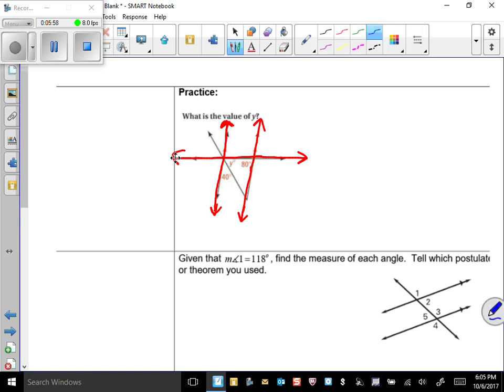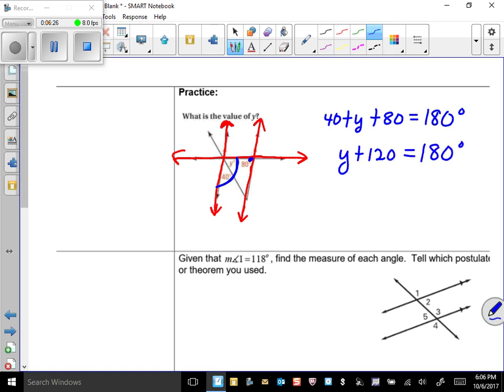So what do we got? The angles we're looking at here would be this one and this angle right here, right? What kind of angles are those two? Well, they're consecutive interior angles, right? So I know that their sum has to be 180 because they're supplementary. So I know that 40 plus y plus 80 equals 180. So y plus 120 equals 180 degrees. So finally, y is going to be 60. And I got the little degrees here, so I don't have to say 60 degrees. I know that y is just 60 there.